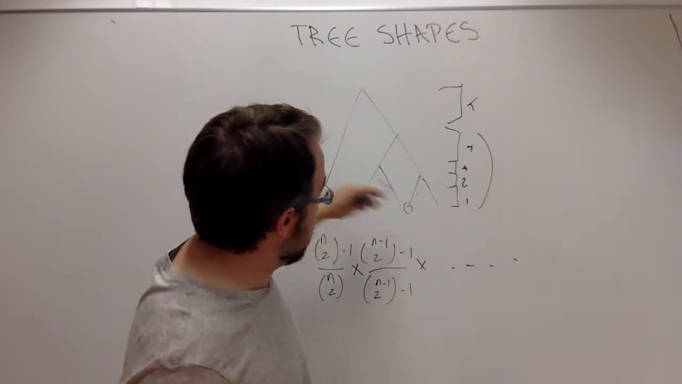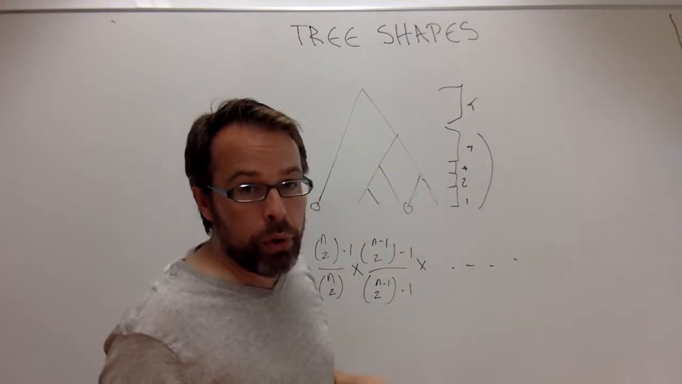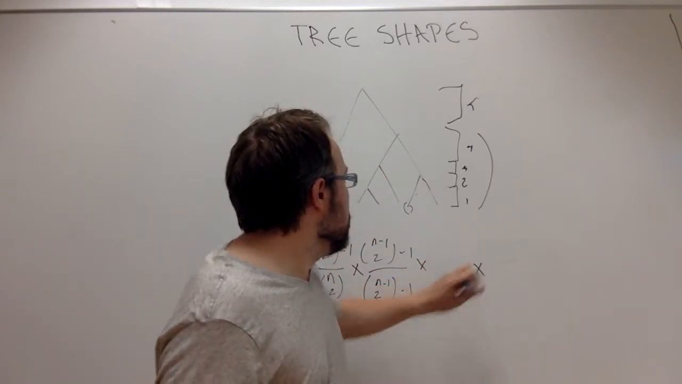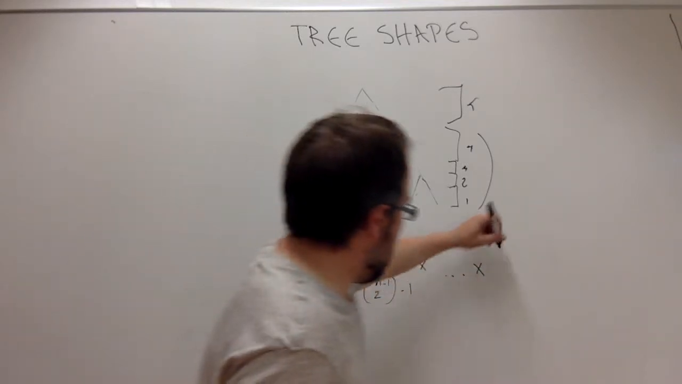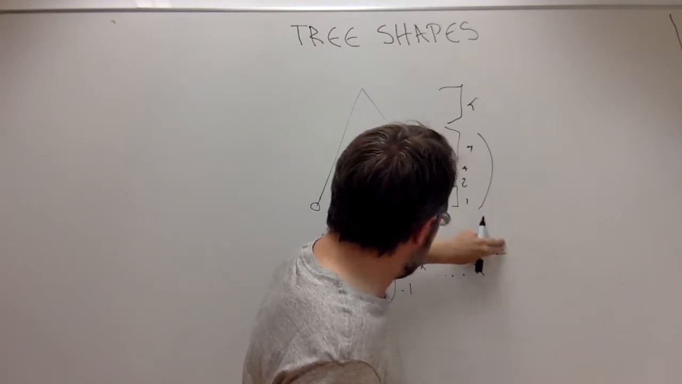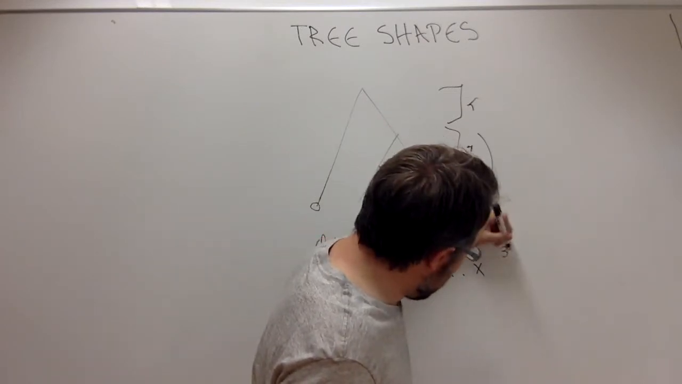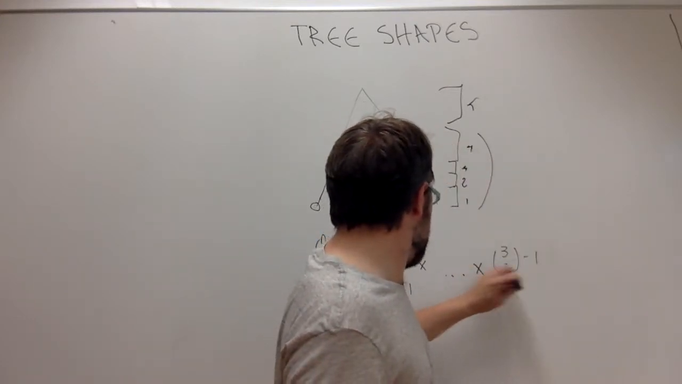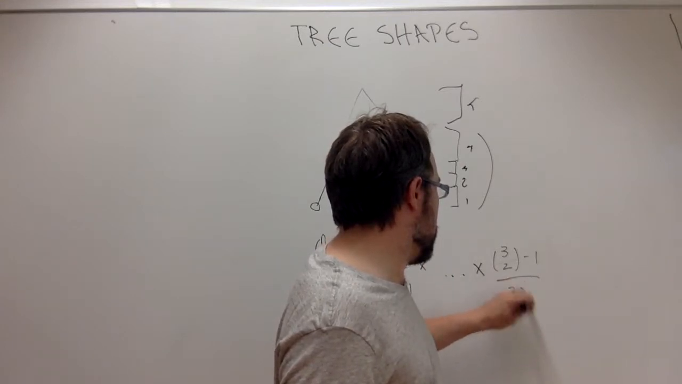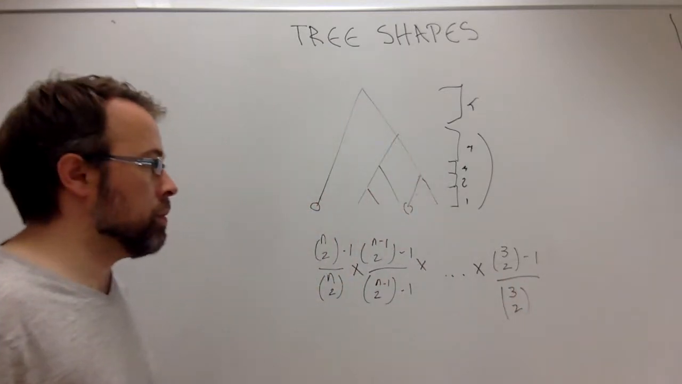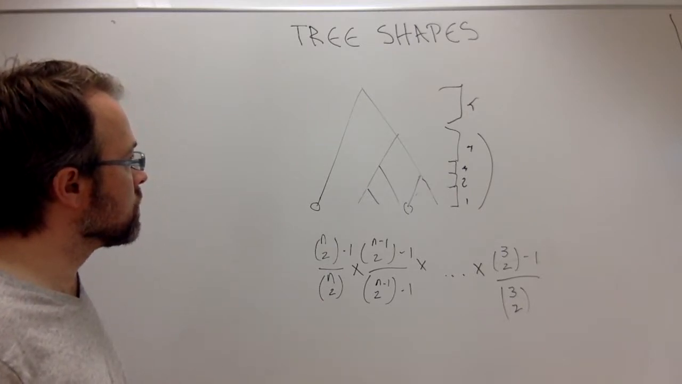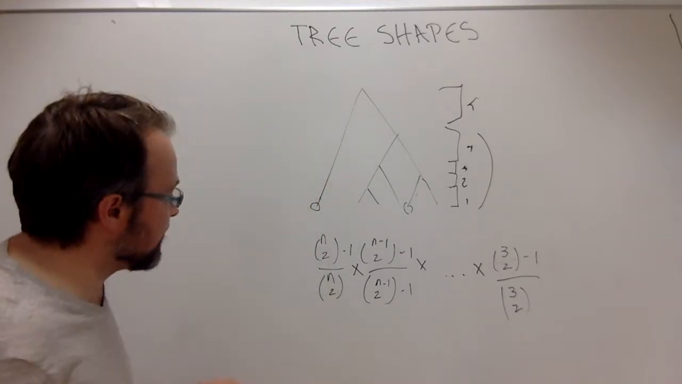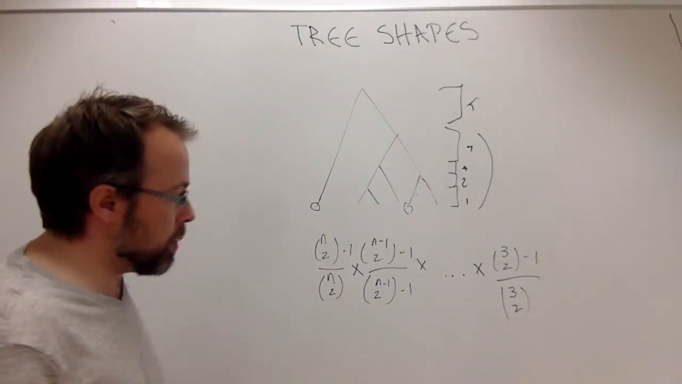So this is 6 individuals, so it's going to be the first 4 terms, all multiplied together. And then the last one is going to be 3 choose 2 minus 1 divided by 3 choose 2. Yes, that's right. Okay, so let's multiply all this out.